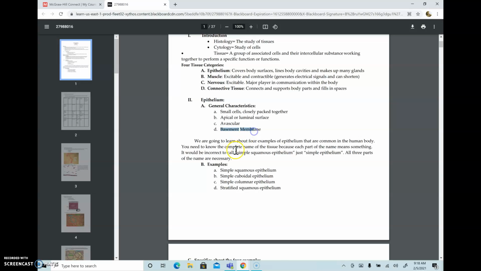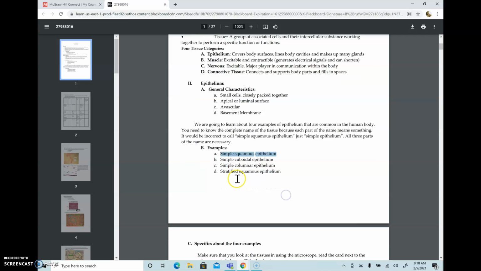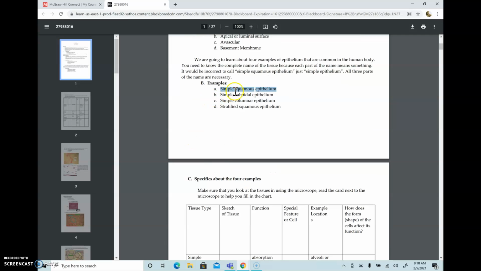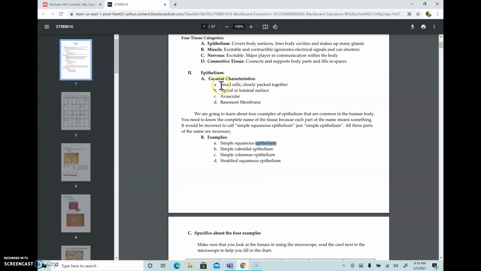So first we are going to focus on four examples of epithelium. There are a lot more than these, but we're just going to focus on these four. First one is the simple squamous epithelium. Simple as in a single layer. Squamous refers to squished cells that are tightly packed together. And when I say epithelium, you have to understand immediately that they share these four common characteristics.